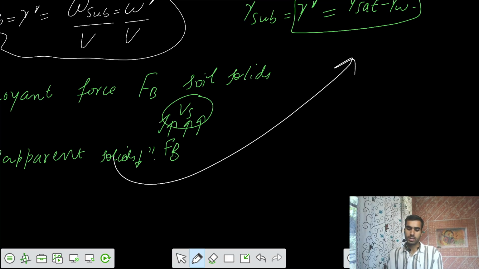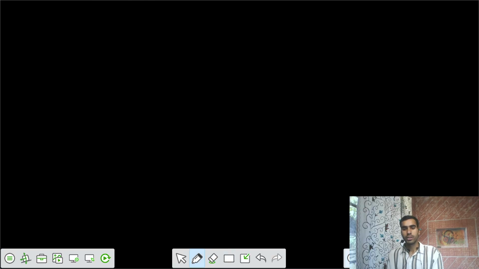So I think this is the end of the definitions related to geotech. These are the important definitions and important tools; the entire geotech is all about these parameters that we calculated. After that we have a few more.